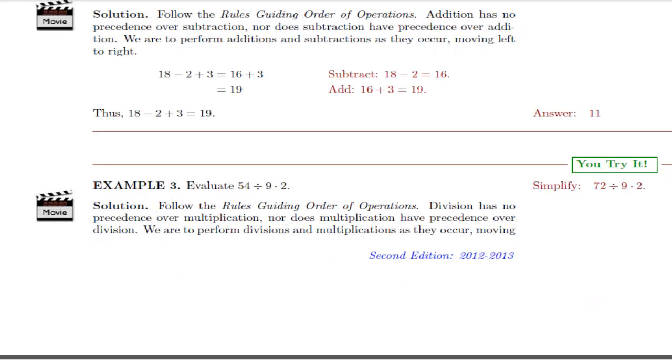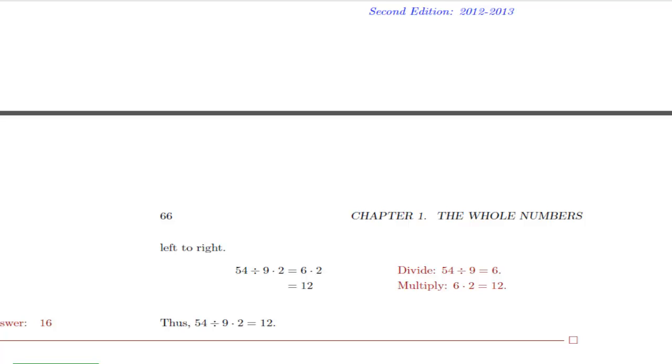Example 3. Evaluate 54 divided by 9 times 2. Solution. Follow the rules guiding order of operations. Division has no precedence over multiplication, nor does multiplication have precedence over division. We are to perform divisions and multiplications as they occur, moving left to right. So, we have 54 divided by 9 equals 6, then 6 times 2 is 12.